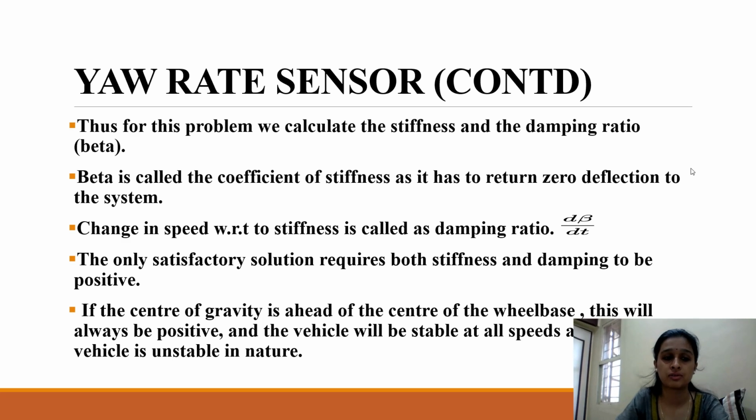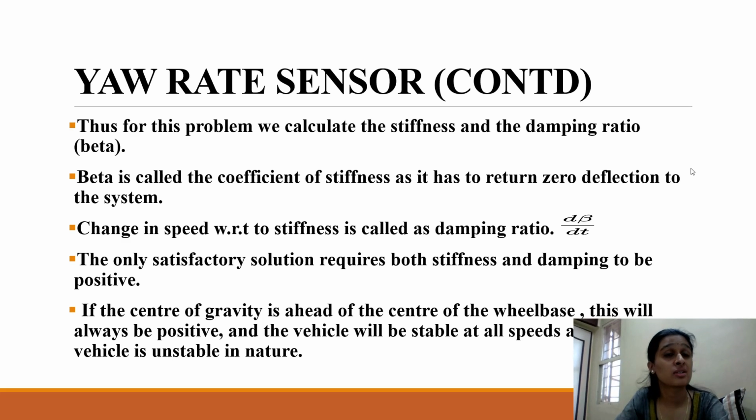When will these things be positive? When the center of gravity is ahead of the center of the wheelbase, that is B is less than A, this will always be positive, and the vehicle's condition will always be stable at all speeds. But if B is greater than A, then the vehicle will be unstable in nature.